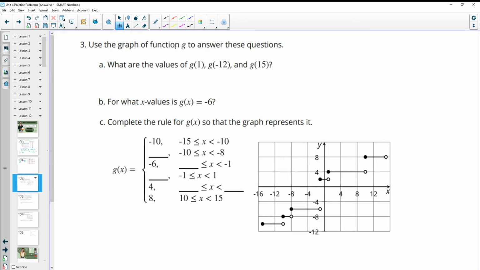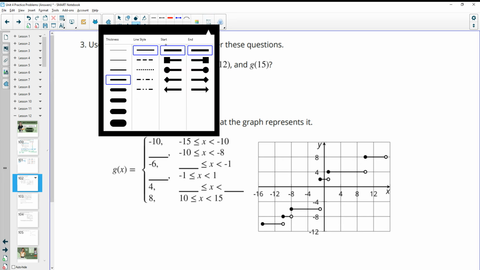Number 3, use the graph of function g to answer these questions. So what is the value of g of 1?